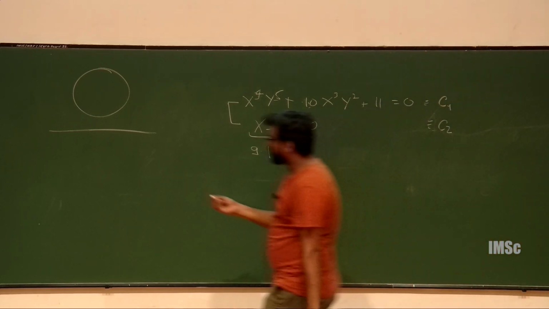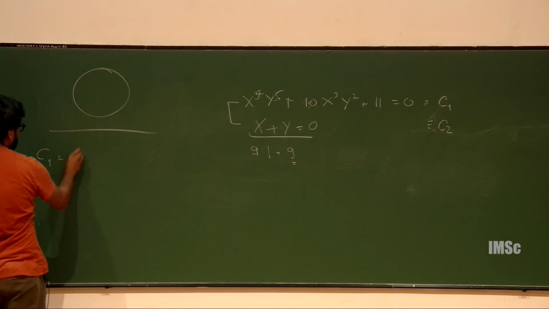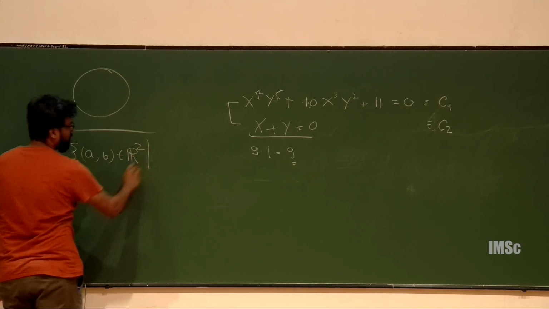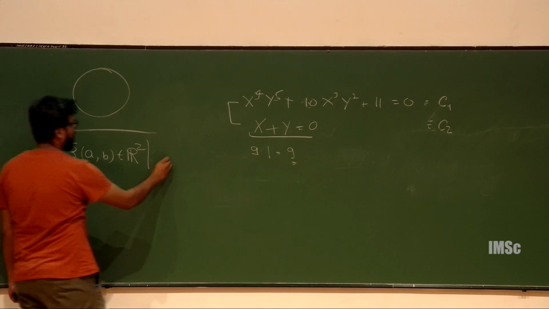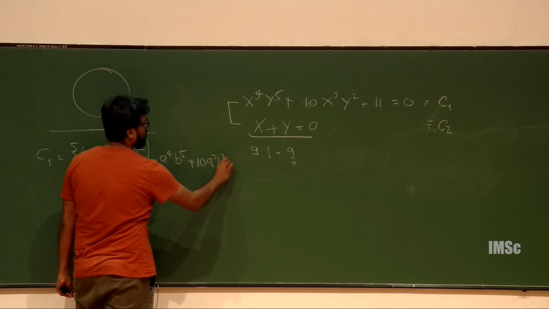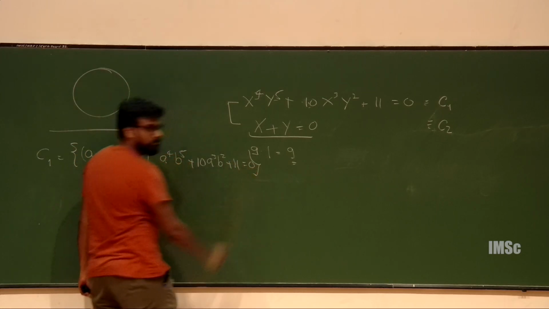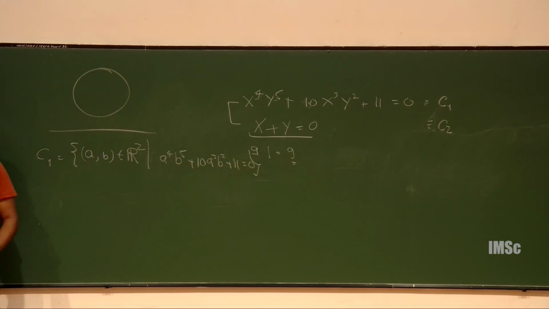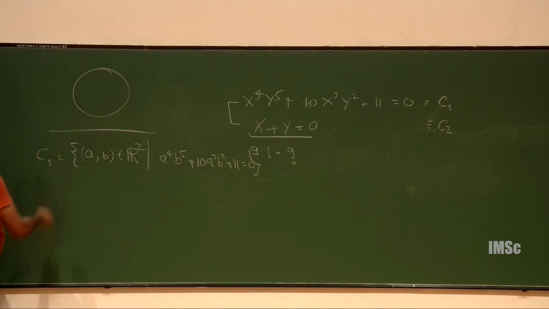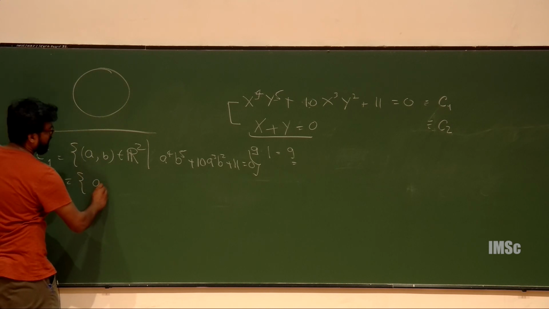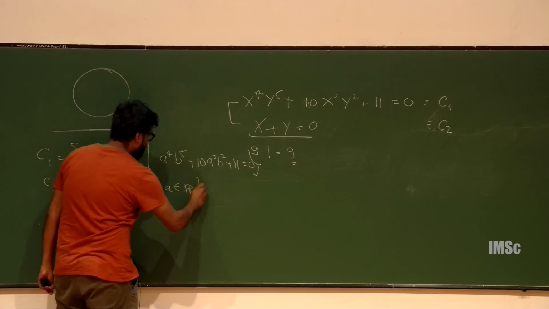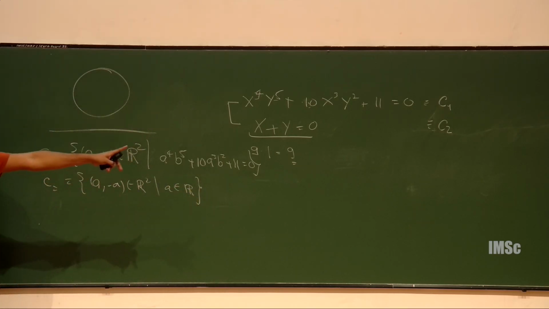More precisely, what is my C1? C1 is all those points (a, b) in real numbers such that a power 4 b power 5 plus 10 times a power 3 b power 2 plus 11 equals 0, right. You can do it with any powers, any integers. You can play this game. C2 is the set of (a, minus a), right? If I add these two coordinates, they will become 0.